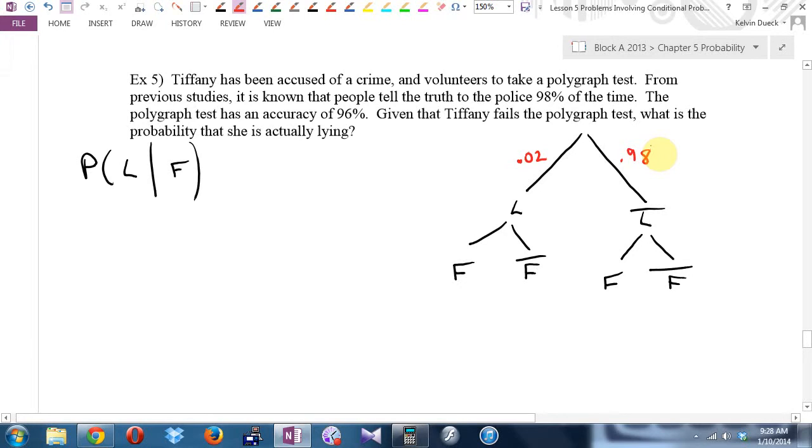Now, how accurate is this polygraph test? Okay, now down this branch, she's a liar. Should she fail or pass the test? She should fail. What percent of the time? How accurate is this test?